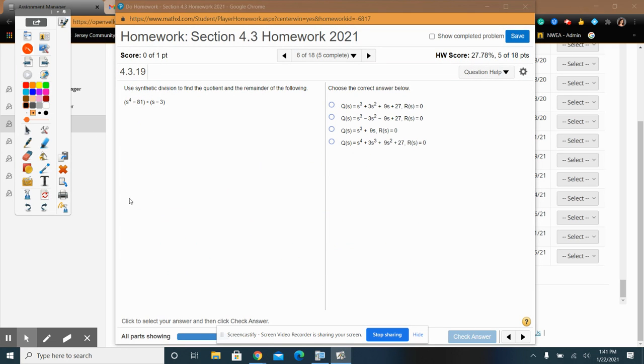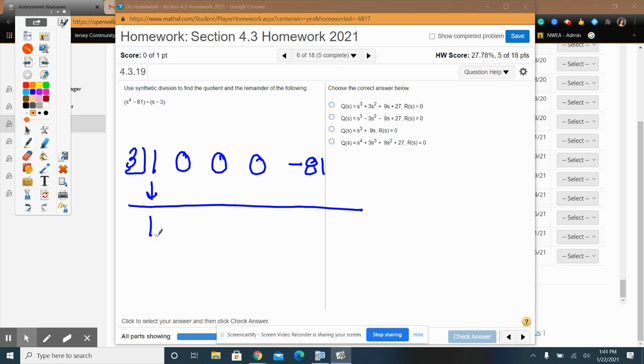Okay, how about this one? Lots of zeros here. Again, they only gave you the x to the fourth and the -81. So the 3 goes into the box. 1 for x to the fourth, then there's a 0 for x to the third, x squared, x, and then the number -81 will go right here. Skip a line, draw a line, and drop the 1 and party.